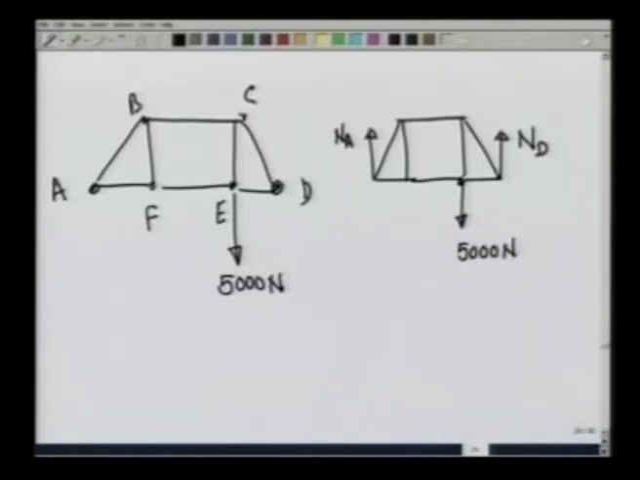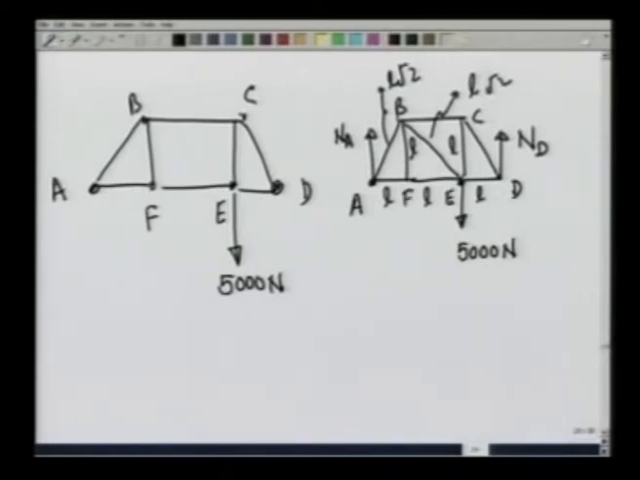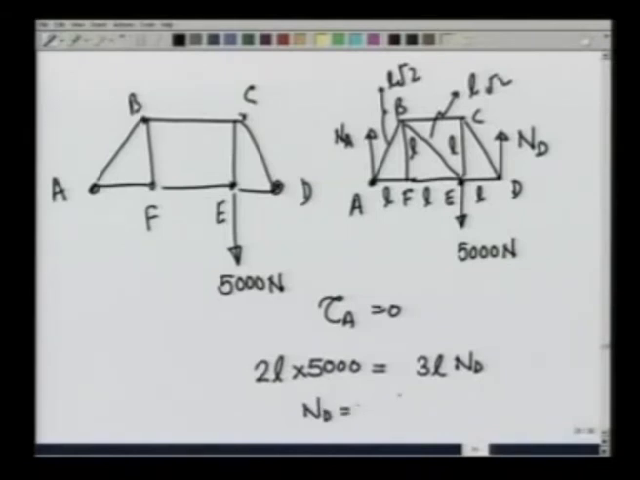I have not been careful in making this to scale, but let the length of these small straight rods be L, so that this diagonal rod is L root 2, this length is also L root 2 and so on. So, first thing I want to do is get NA and ND. The simplest thing to do in this case would be to apply the torque equation about this point A. When I apply the torque equation about A and make it 0, I get 2L times 5000 is equal to 3L times ND, and therefore, ND comes out to be 10,000 over 3 newtons.